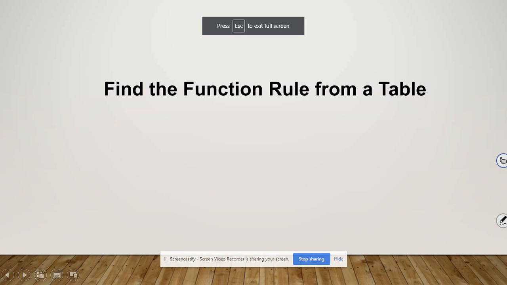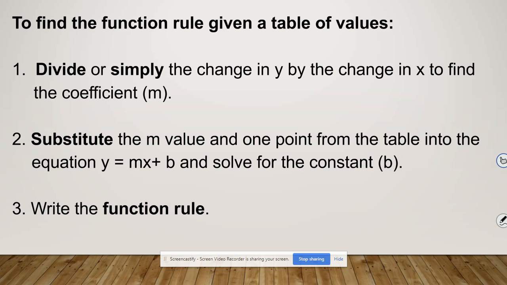Hi gang, today we're going to find the function rule from a table. Let's see what that looks like. In order to do this, you're going to first divide or simplify the change in y by the change in x to find the coefficient or the slope.